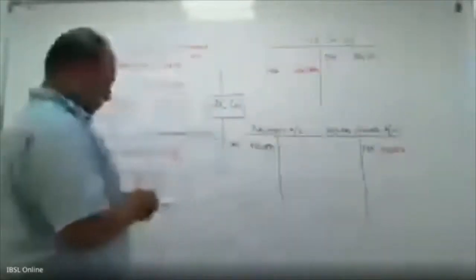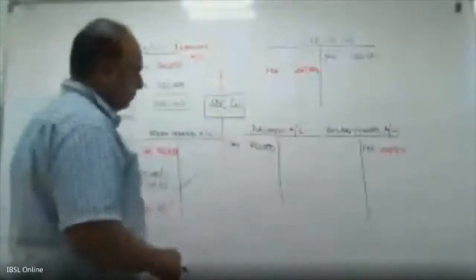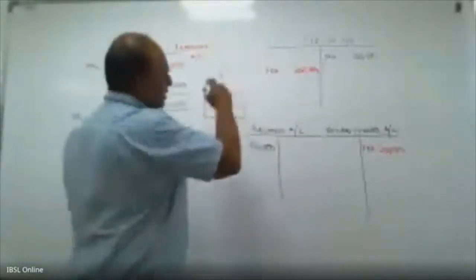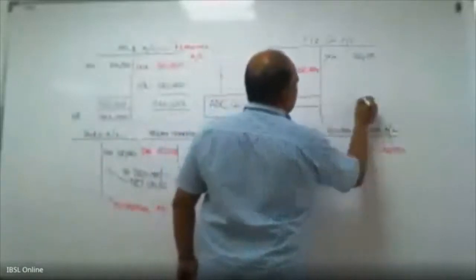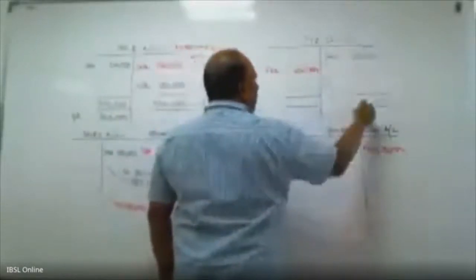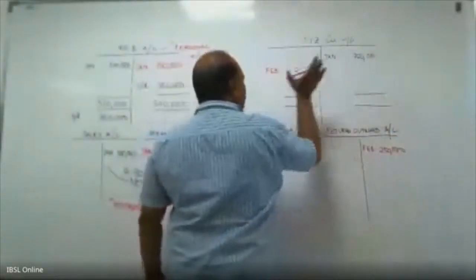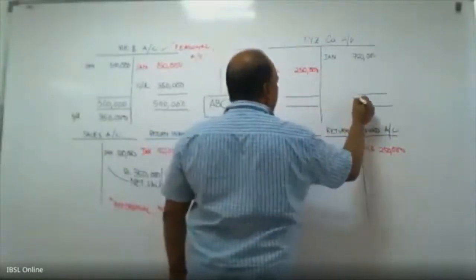Okay. Now at the end of February, when you try to balance this account, what will happen? You take the total of both sides. This side is 750, this side is 250. So the higher amount is 750.